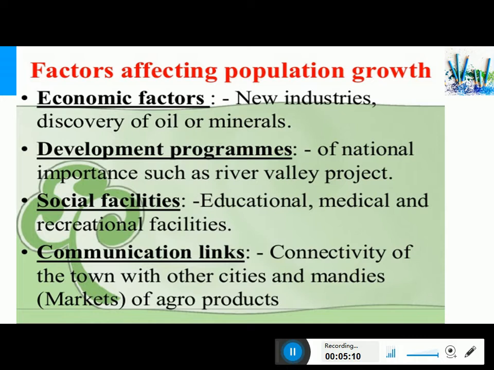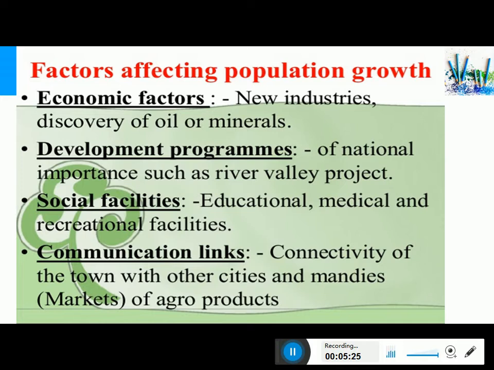Okay, so if there are new industries or discovery of oil or minerals, it is natural that people tend to move due to economic reasons, that is to improve their life, to get more income, to increase their standard of living. So people tend to migrate.